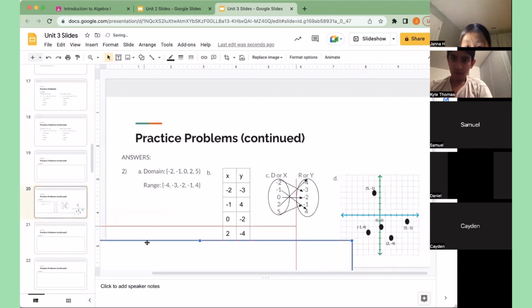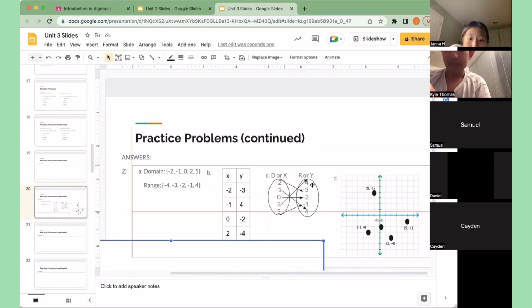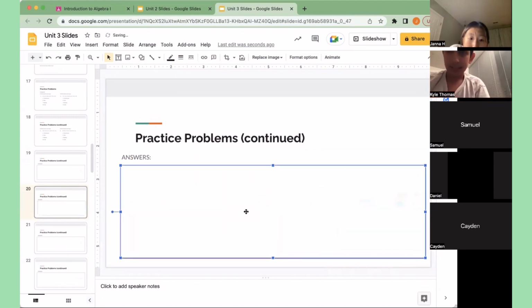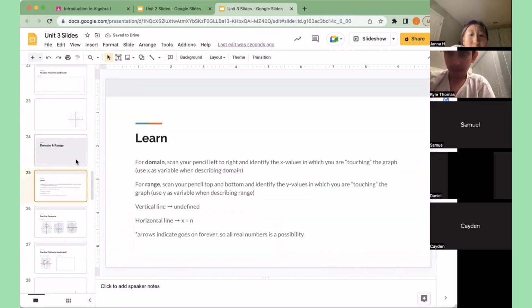So most of these are pretty self-explanatory. I think the only thing you should have a problem with, if anything, is the mapping. Does anyone need me to go over that? Okay. Let's move on. Okay, so we're going to do more with the domain and range.